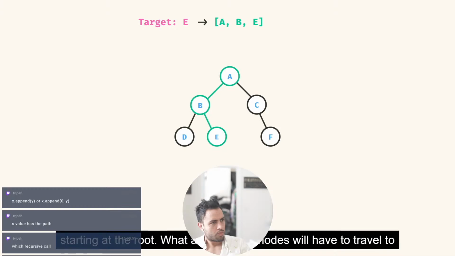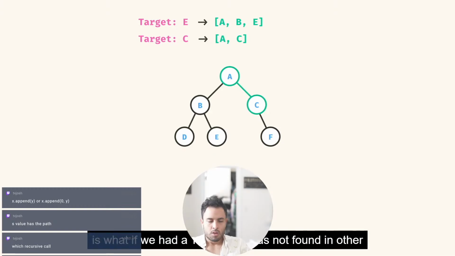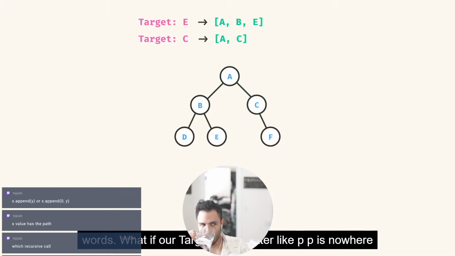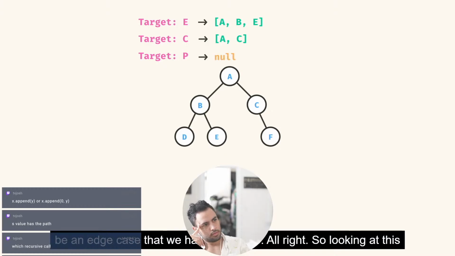Starting at the root, what are all of the nodes we'll have to travel to get to the target? So let's say in another example, our target was C. C is definitely found within the tree, and the path we should return is just this path, right, of AC. Cool. A final scenario we should probably think about is, what if we had a target that was not found? In other words, what if our target was a letter like P? P is nowhere to be found in the nodes of this tree, so in that scenario, we just want to return null, right? So that'll be an edge case that we have to handle.